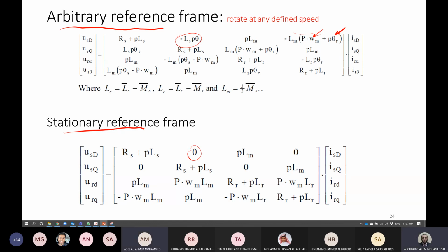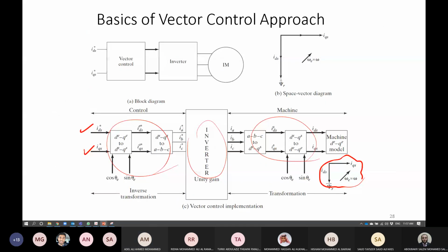Yeah, Doctor, could you please go to the block diagram slide? There is a DQE to DQS. What is the meaning of this? Okay, this is DQE to DQS, from synchronous to stationary frame. Firstly, these values are given in the synchronous reference frame, so you need to convert them first to the stationary frame.